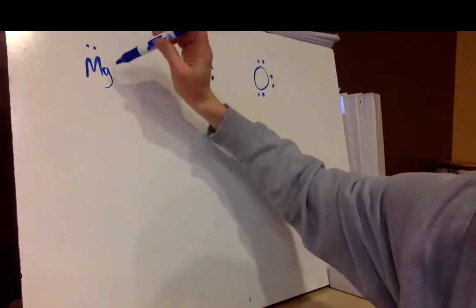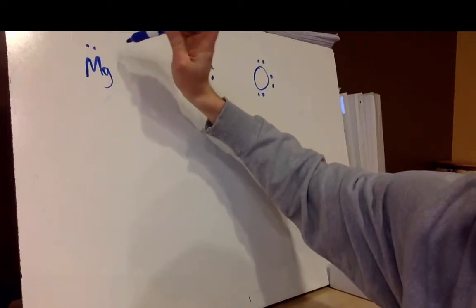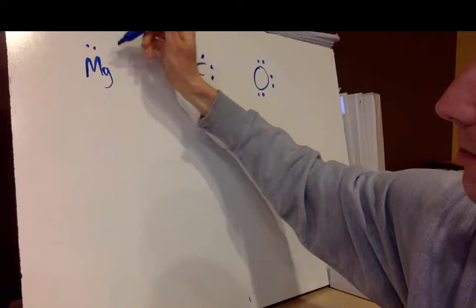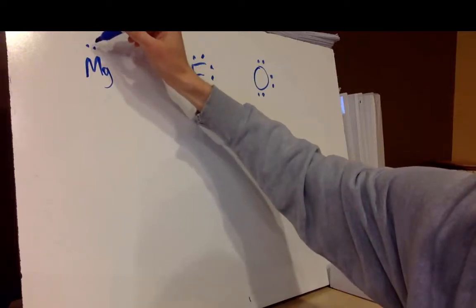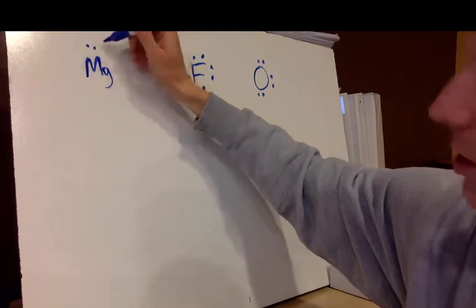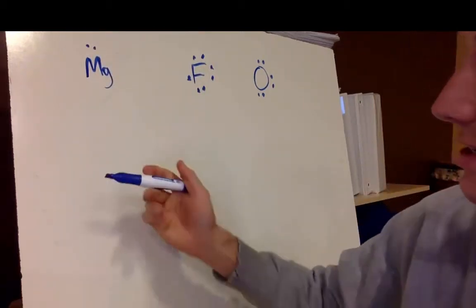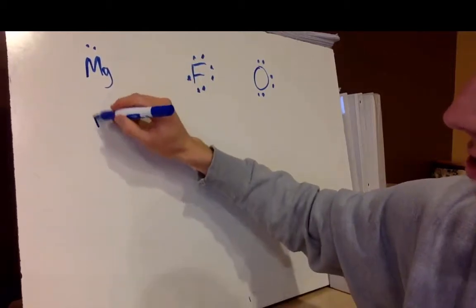Now remember, this is the valence shell. Magnesium is in period 3, which means it has 3 shells. Magnesium could either drop these 2 and just go back to its second shell, which is already full, and then be happy. Or it could gain 6 more electrons to have a full third shell. The easiest thing for it to do is just drop the 2.